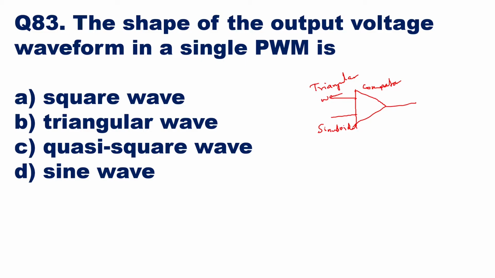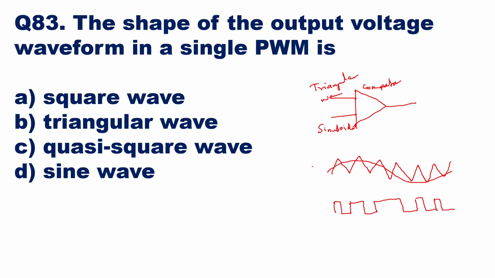The two waves, the sine wave and the triangular wave, are compared, and wherever you get the point of intersection of the two waves, at that time the output state will change. So the output will look like this, it can look like this. This type of output is called quasi square output. So the shape of the output voltage waveform in a single PWM is a quasi square wave.